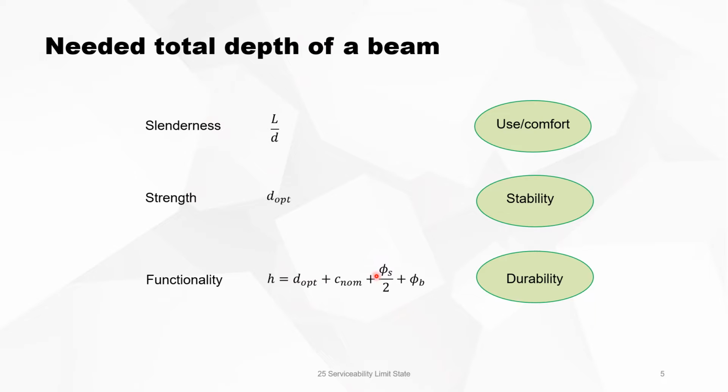For durability or functionality, it's in fact the concrete cover that guarantees the durability. It's the concrete cover together with the quality of the concrete, the grade of the concrete, of course, but the most important factor is the concrete cover. The total depth of the beam is then the depth required for strength plus the concrete cover plus the stirrup diameter and the point of gravity of the reinforcement in tension.